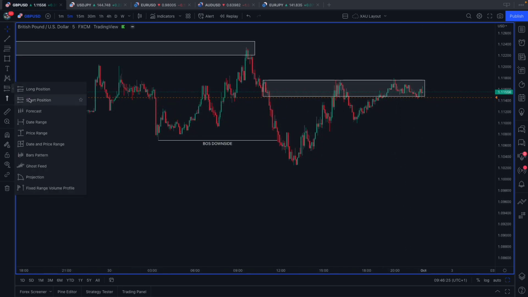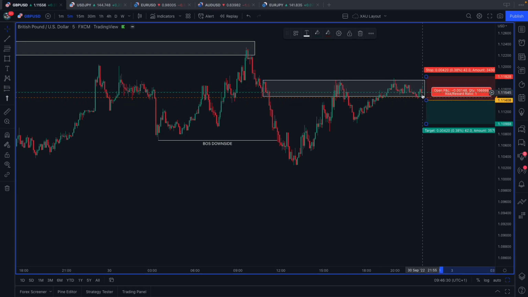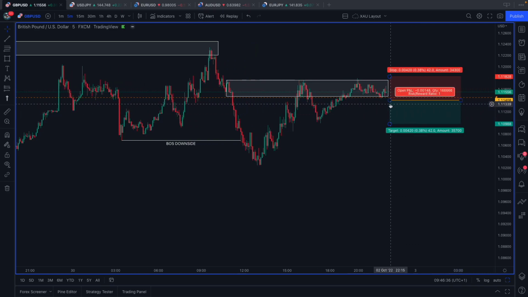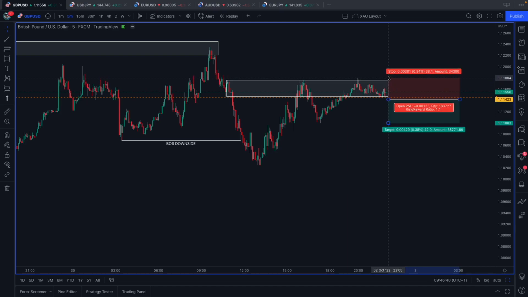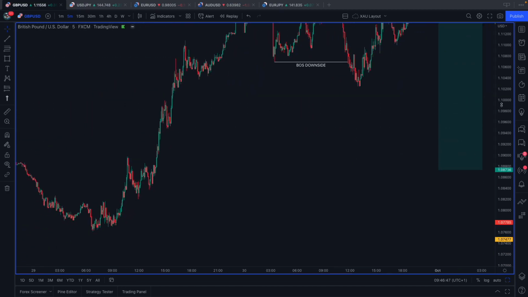So with that being said, how would I look to execute my position? Well, I want to see bearishness continue, and I want to see price start trading below this zone. Once we have that, I will then look to execute my position with my stop loss below the high that has been created. And then my take profit will be set at the previous swing low.